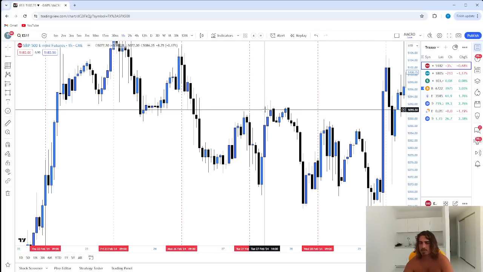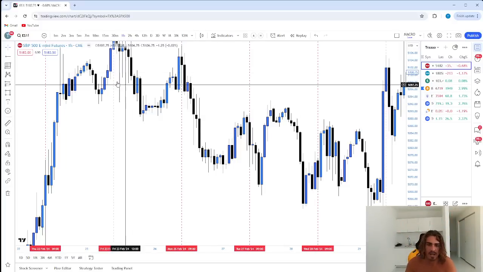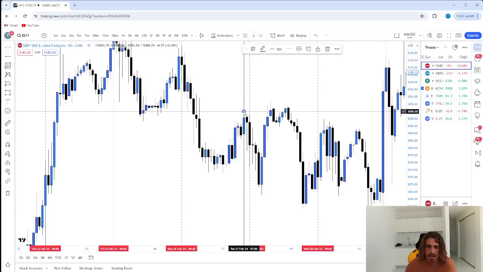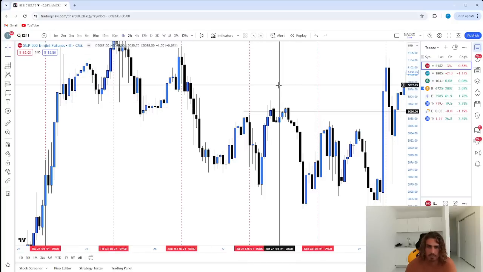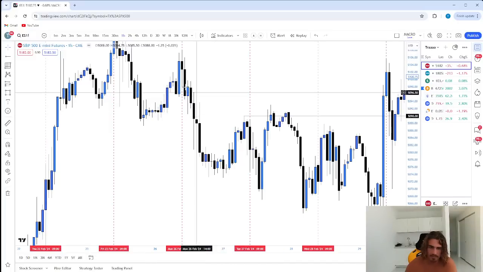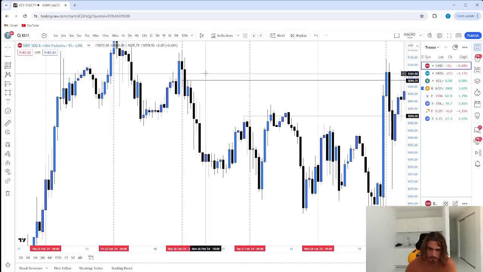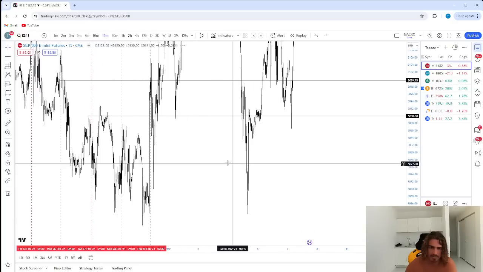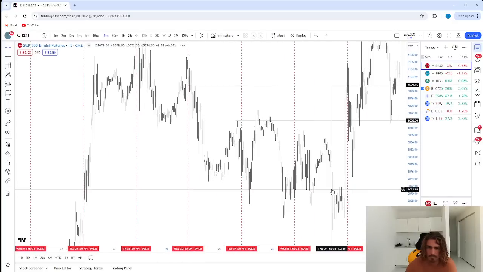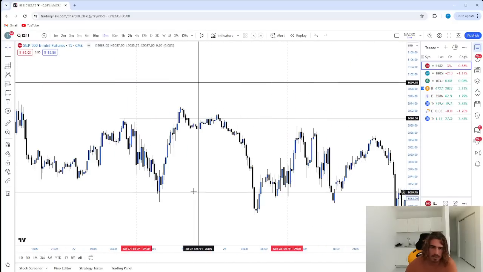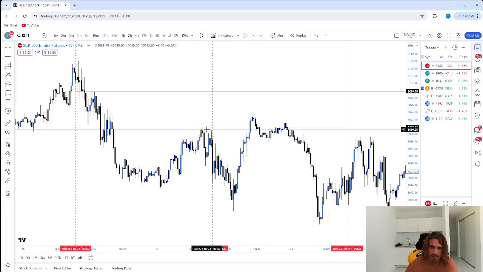So what does that make us do? That makes us scale into the 15-minute time frame, start looking for confluences. This is the first time that we've been able to have this opportunity. So we're going to go ahead and mark out these highs. On the hourly, we have these highs, and then we have these highs all the way up here. So we're going to scale into the 15-minute, see if we see anything.